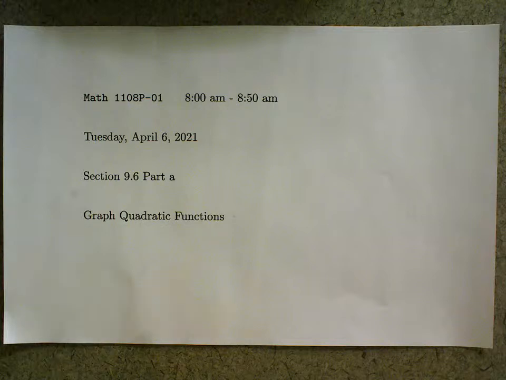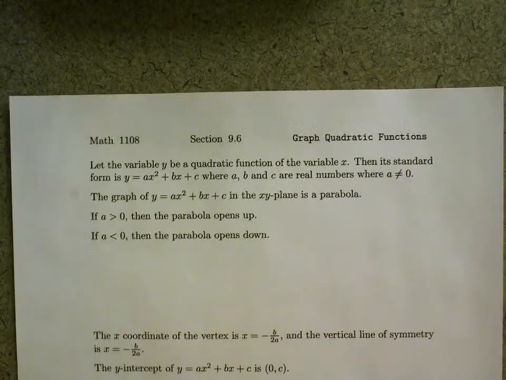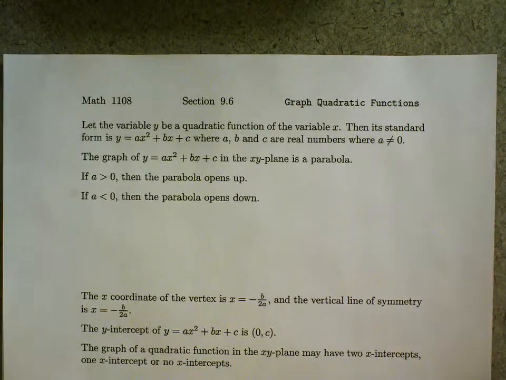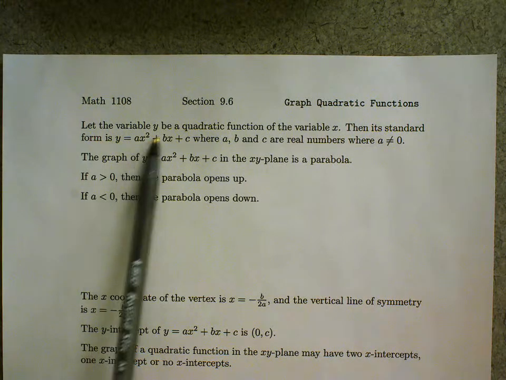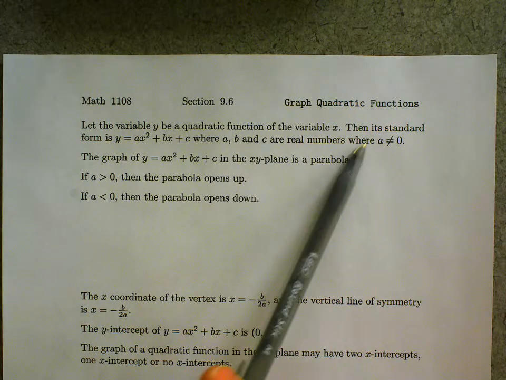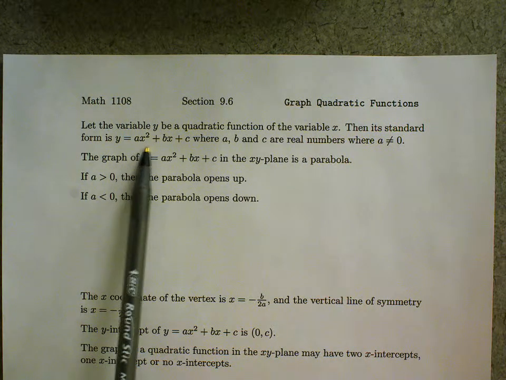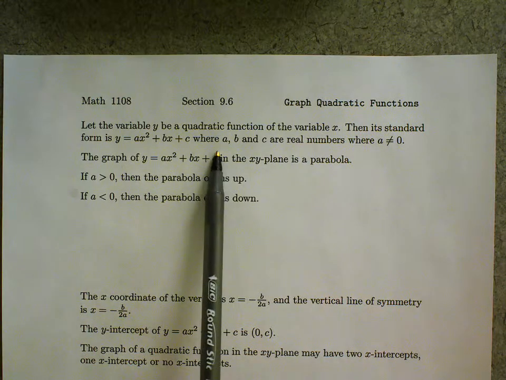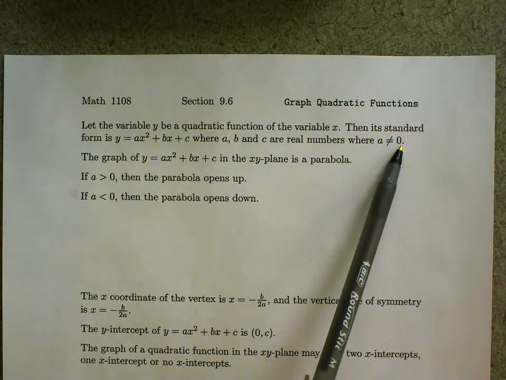Today we'll start section 9.6 on graphing quadratic functions. So we start out, we let the variable y be a quadratic function of the variable x. Then its standard form is y equals ax squared plus bx plus c, where a, b, and c are real numbers and a is not equal to 0.